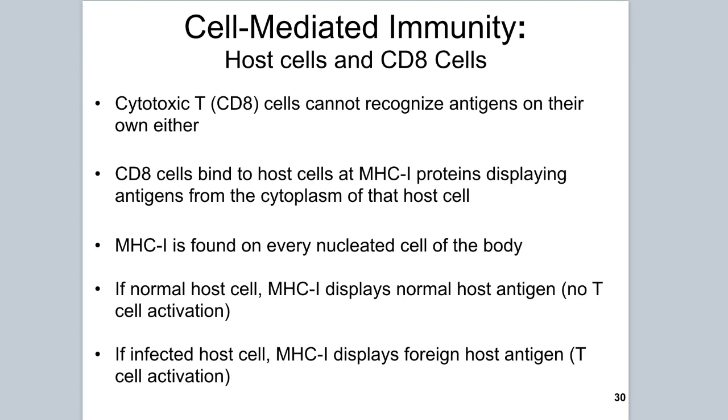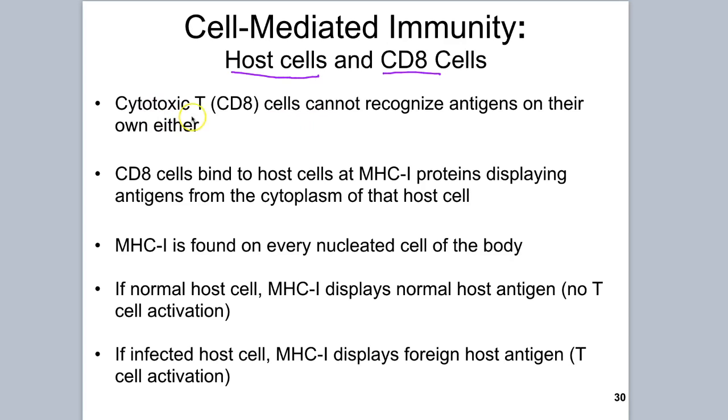Okay, so we just discussed what happens with our helper T cells and how they become activated by the antigen presenting cells. But now we want to look at our cytotoxic T cells, the CD8 cells, and see how they become activated. This involves typical host cells in our body, not antigen presenting cells. Almost any cell in our body can activate a CD8 cell.